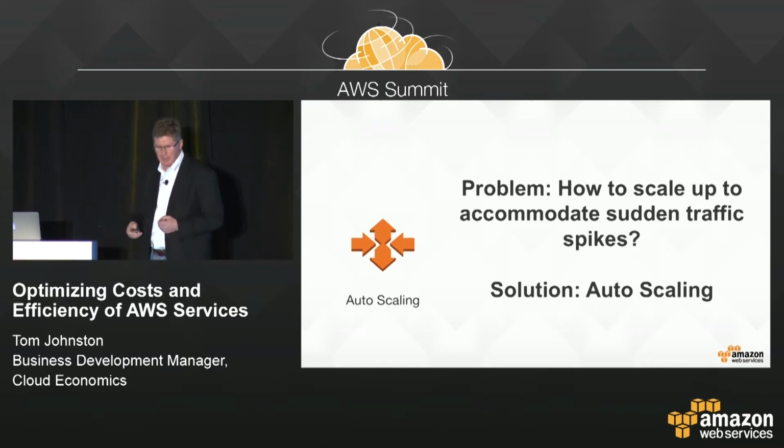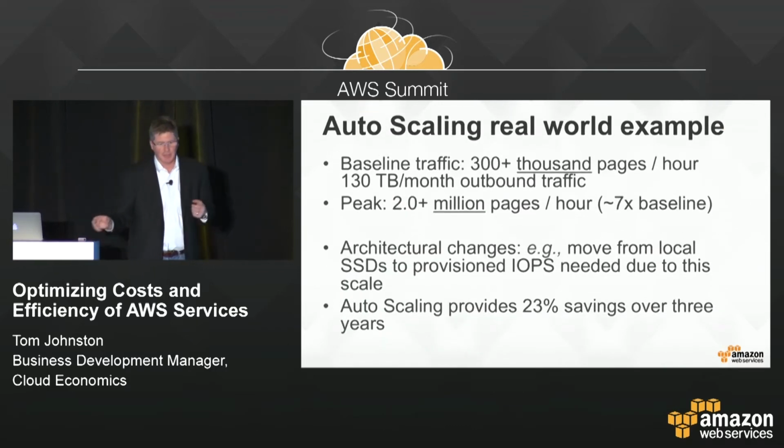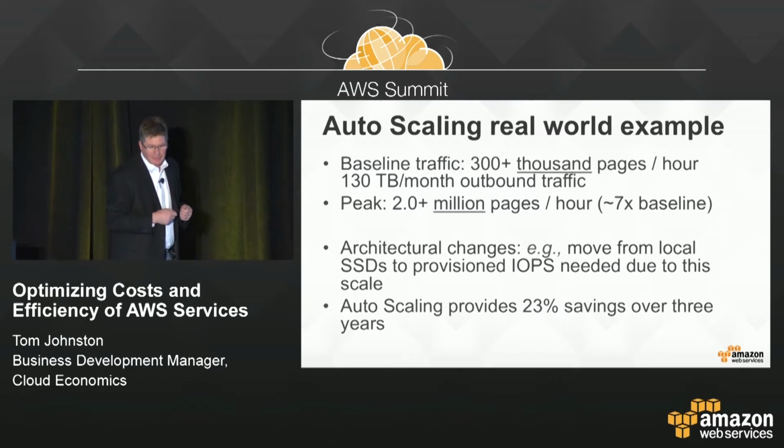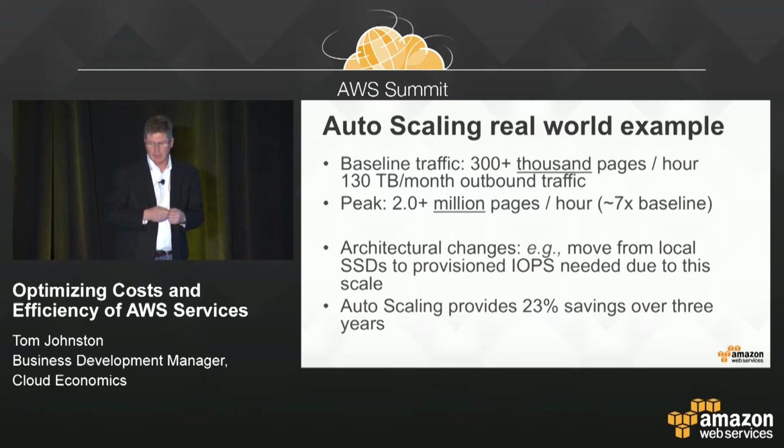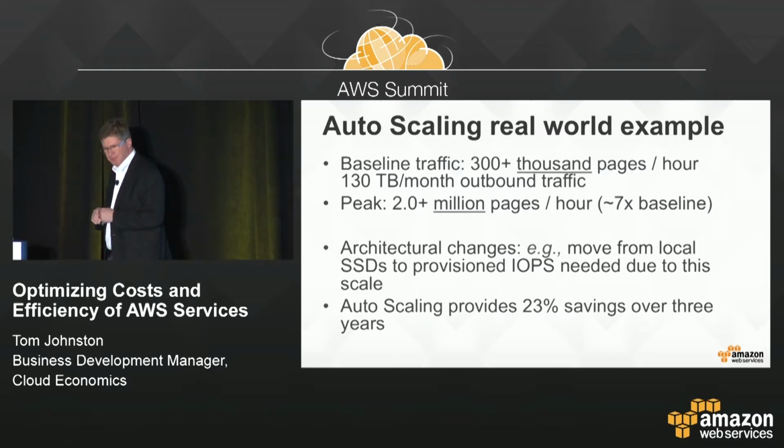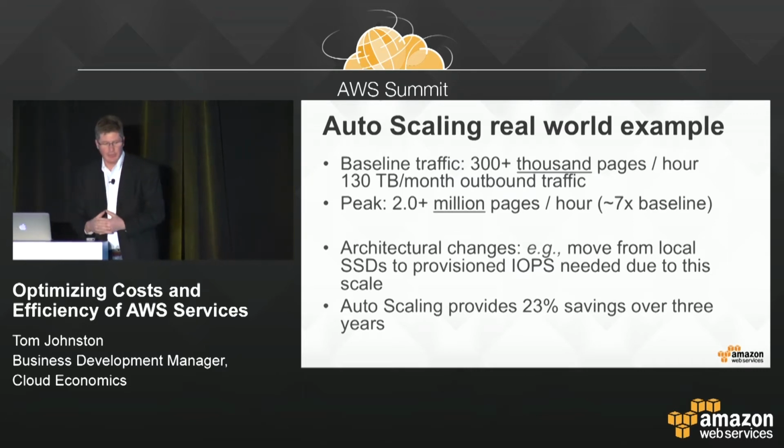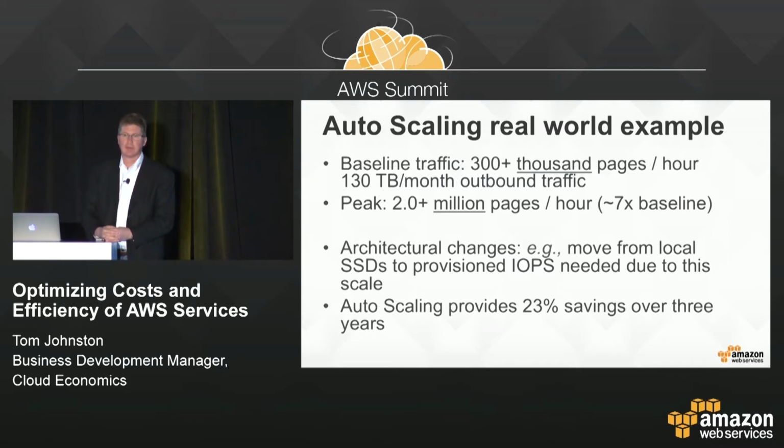Now, how much money can you save with auto-scaling? Let's take a look at a real-world example. So this is a customer who had 300,000 pages per hour as their baseline traffic with 130 terabytes a month of outbound traffic. At their peak, however, they would hit over 2 million. So a little math tells you that's over 6-to-1, 7-to-1 peak to baseline.